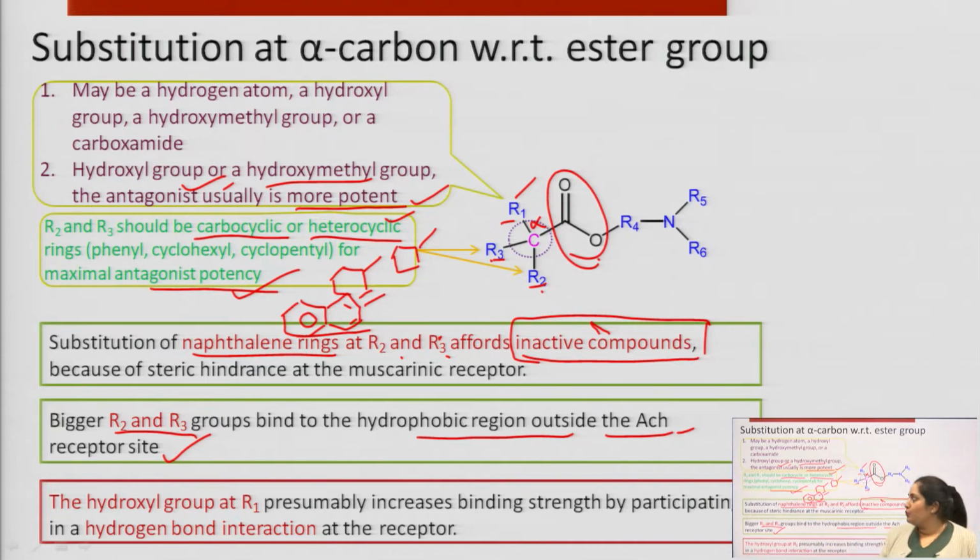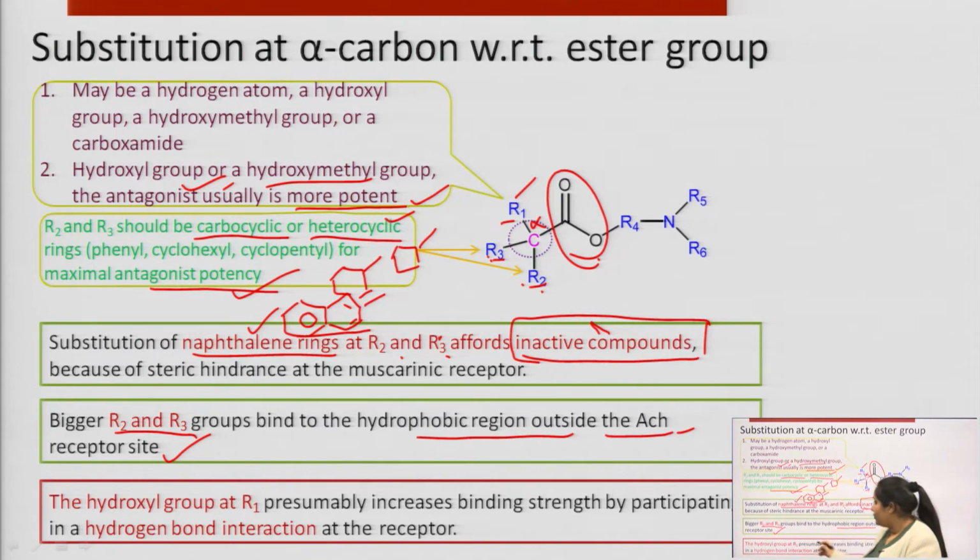But when we have substituted R2, R3 with the naphthalene ring, that has led to inactive compound formation. These bigger groups will produce a hindrance at the muscarinic receptor, rather they will bind to the hydrophobic region that is outside the acetylcholine receptor site. So, these drugs will not be able to reach the exact acetylcholine receptor site and will not be able to bind, and hence will produce no action corresponding to the acetylcholine receptor.